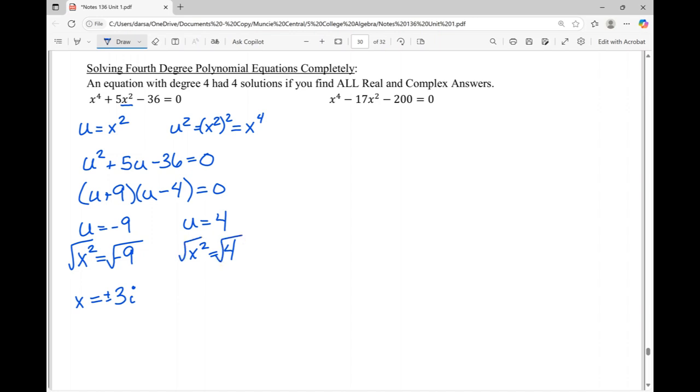If we have x squared is equal to 4, square rooting both sides, the square root of 4 is 2. We'll add in our plus or minus, and there are our four answers, right? x equals positive 2, negative 2, positive 3i, and negative 3i. Those are all four of our answers.